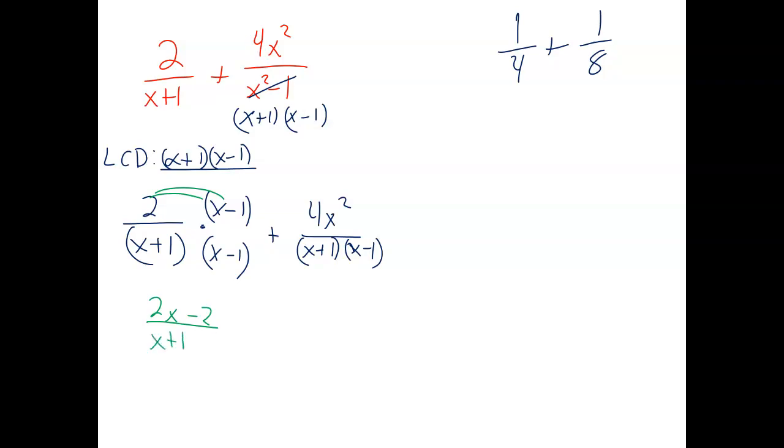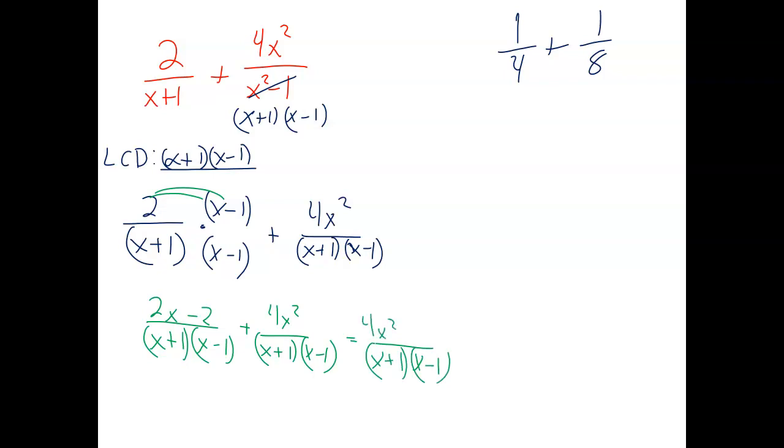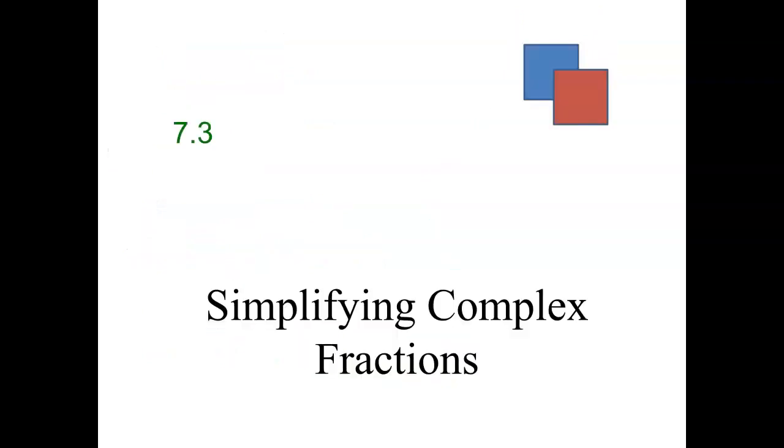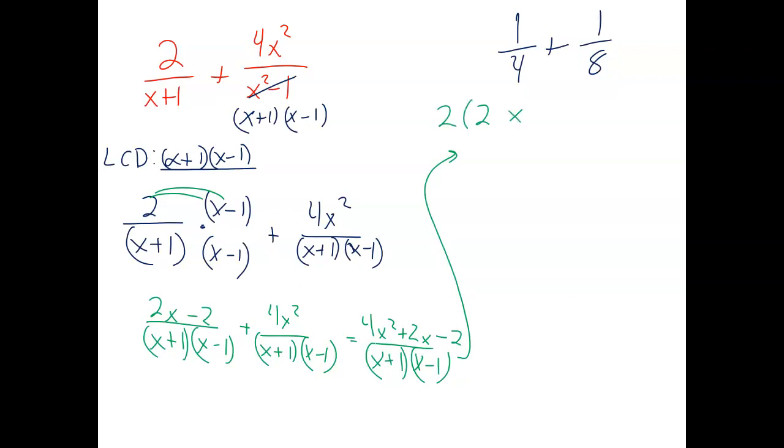And then my denominator stays the same. Okay? Plus 4x squared, x plus 1, x minus 1. Okay? Leave our denominator. And then add our numerators. 4x squared, 2x minus 2. Okay? Now I need to factor the numerator. I can factor out a GCF of 2. Alright, so I'm coming up here. I have 2, leaves me with 2x squared plus x minus 1.